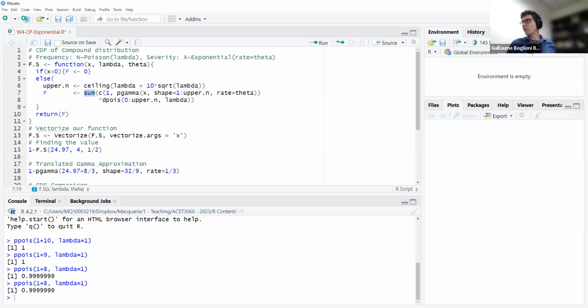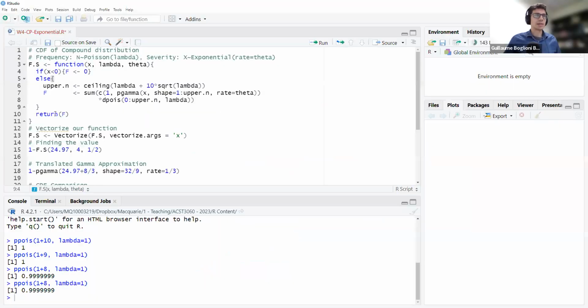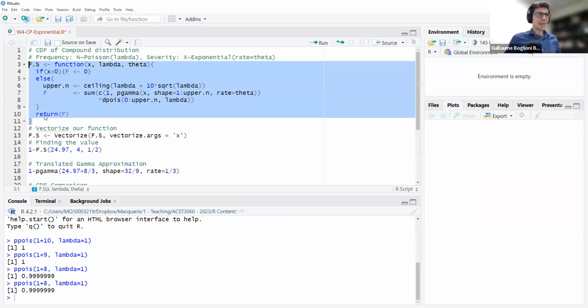Again, I don't know if I'm explaining too much, but in this formula, then the sum of f star 0 times p0, f star 1 times p1, f star 2 times p2, and so on. I sum all of those. And that's about it. Now I've dealt with the case x is smaller than 0. All the other cases are dealt with this general formula. Then I return f, and I get my CDF of s.